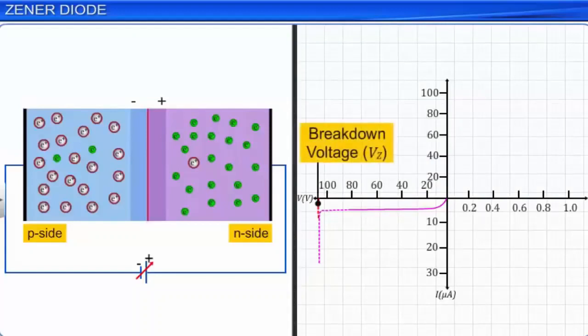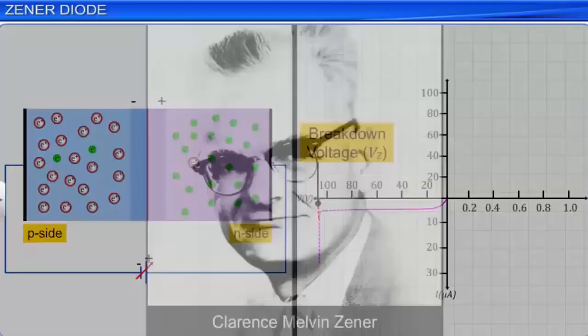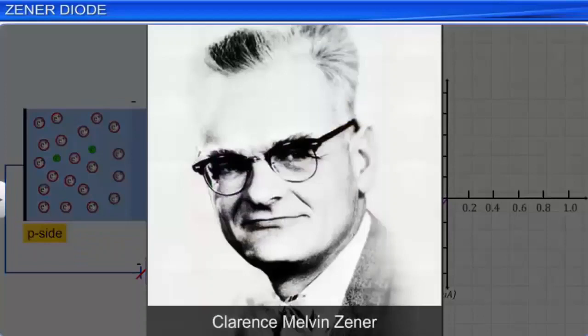A diode designed to have low breakdown voltage under reverse bias is called a Zener diode, which is named after its inventor C. Zener. A Zener diode is made by doping both the p and n sides of a p-n junction diode heavily.